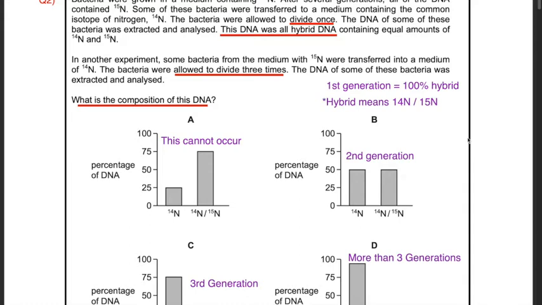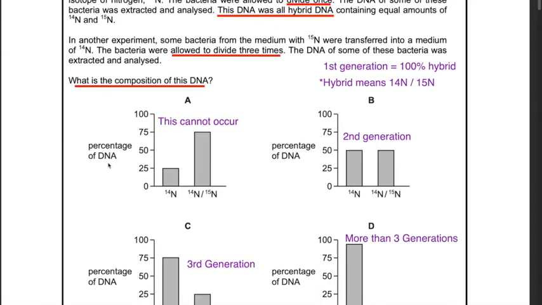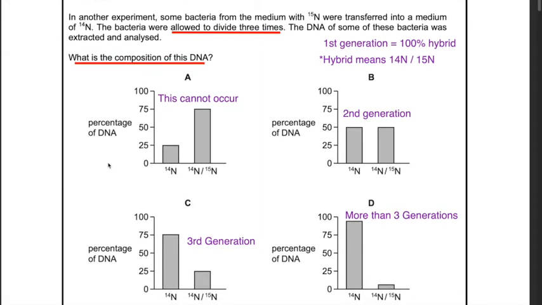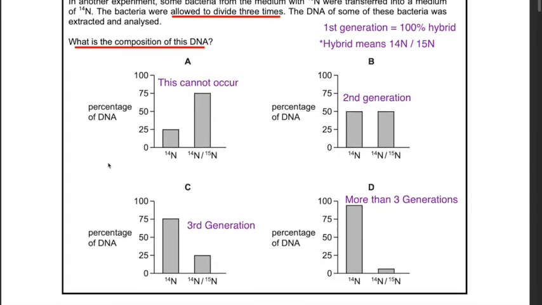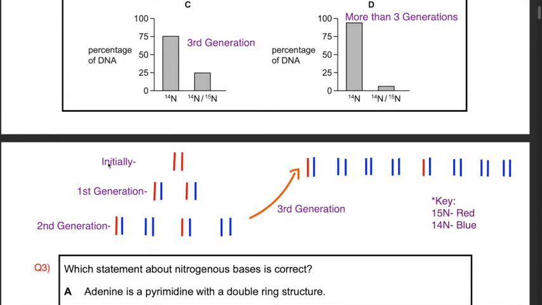Then in a second experiment, they did the same thing but allowed it to divide 3 times. And they are asking what is the composition of this DNA after the third division. So if we look at the options, A obviously cannot occur, which I will explain to you later onwards in this question. B represents second generation. C is for the third generation, and D is more than 3 generations. And why is that? Let's look at the given diagram over here.